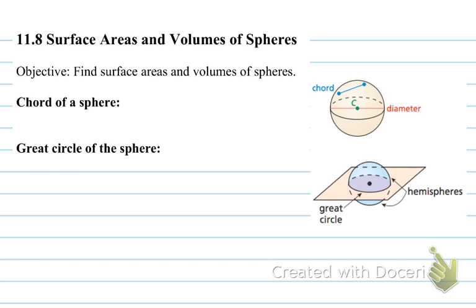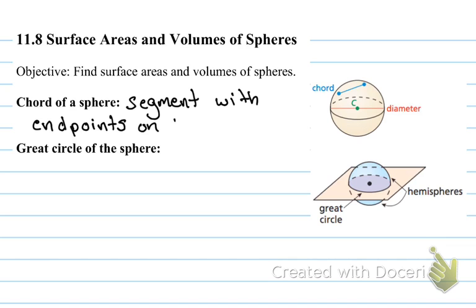Okay, so first let's talk a little bit of vocabulary. When we talk about a chord of a sphere, a chord of a sphere is just a segment with endpoints on the sphere.